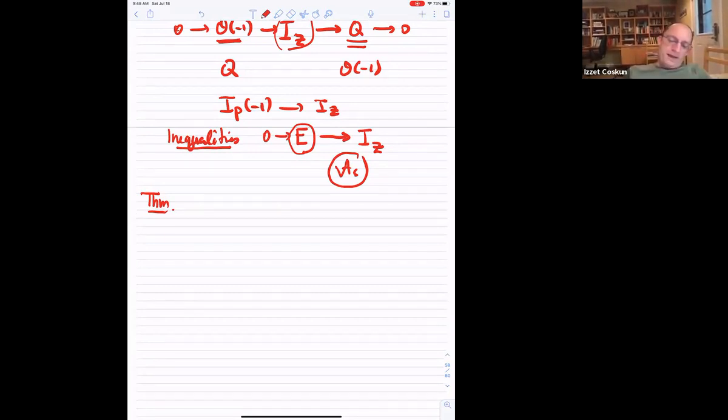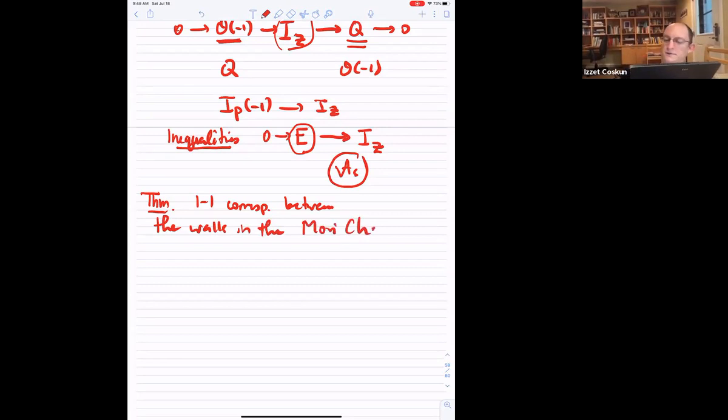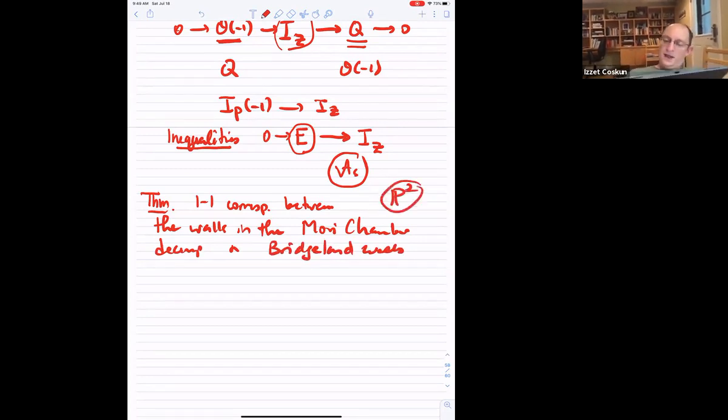But basically what it says is that there is a one-to-one correspondence between the walls in the Mori chamber decomposition and the Bridgeland walls. So we're talking about P2 here. And the correspondence is fairly concrete.